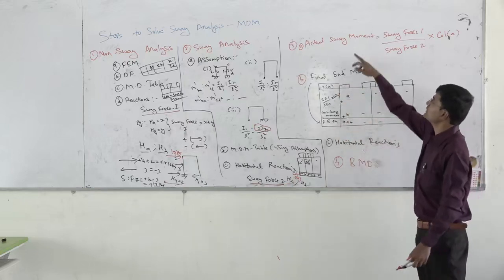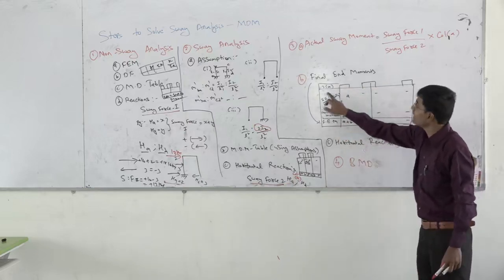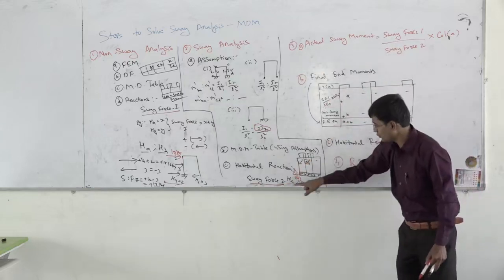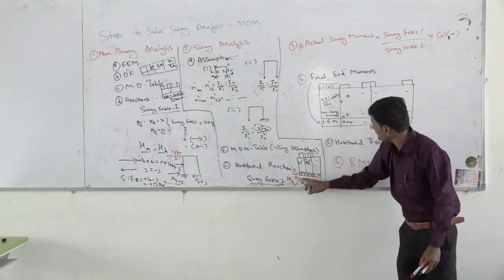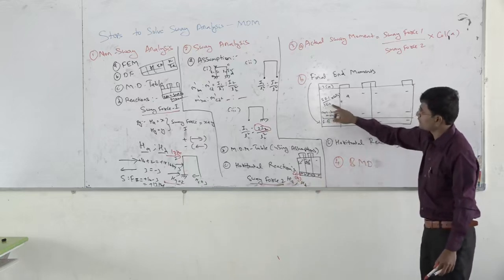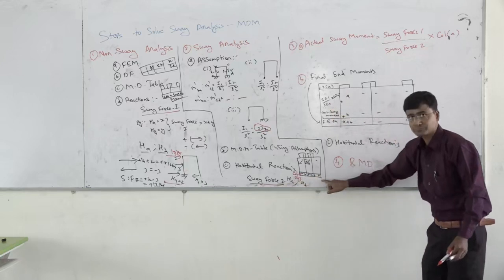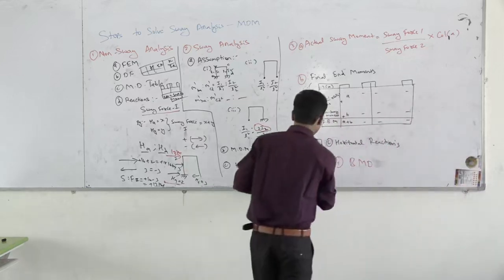Now, if you want to calculate the final end moments, the sway moment is nothing but my sway force. So I have written it here. If you see the sway force column A, it is nothing but sway force 1 by sway force 2 into column A. In column A, these are my values. Fine. So first you write these values over here.